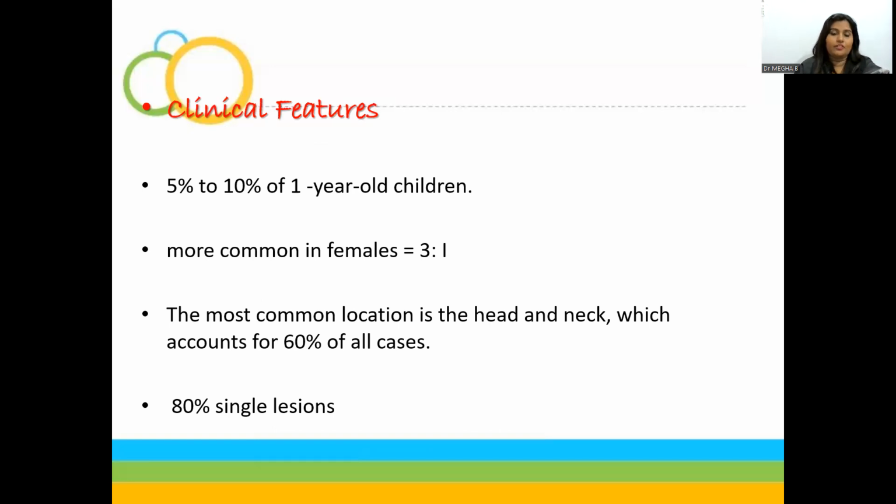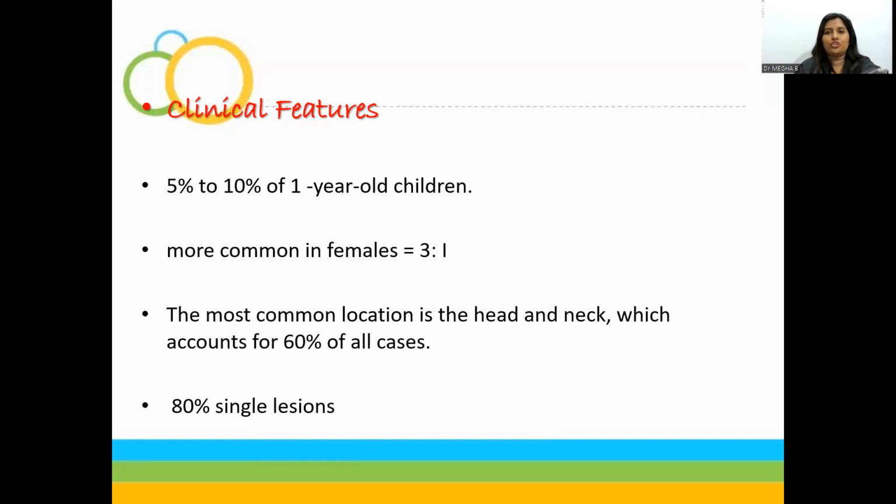Now let's see the clinical features. As I had already said, it is the most common tumor in infancy. It is seen in 5 to 10% of 1-year-old children. It shows a female predilection with a 3:1 ratio. The head and neck region is one of the most common regions where hemangiomas appear, with over 60% of cases seen there.